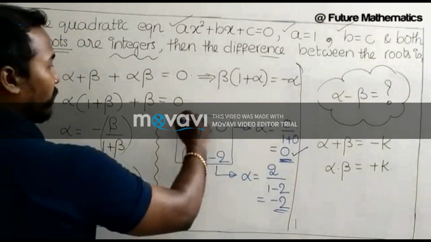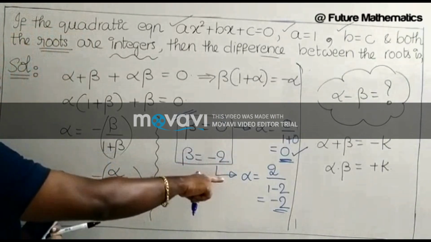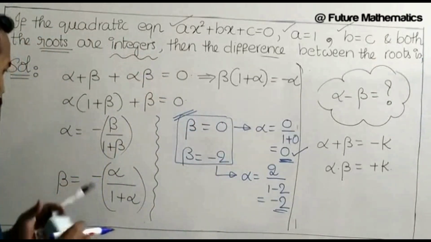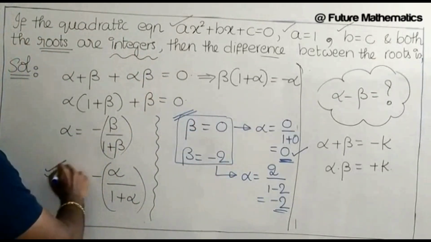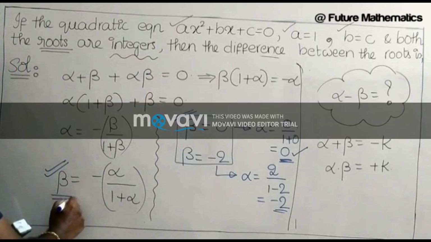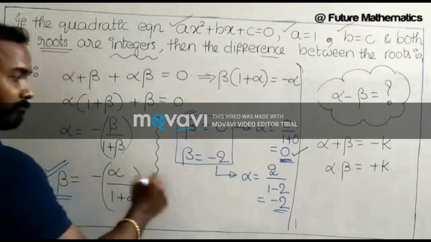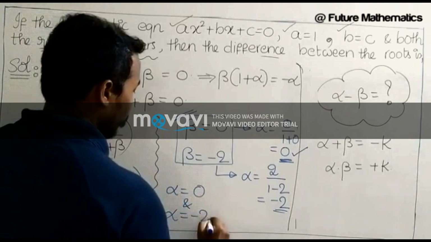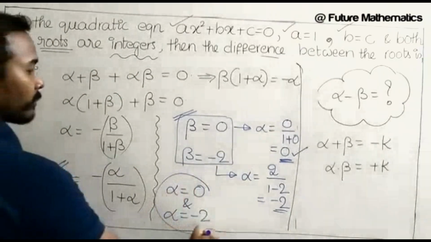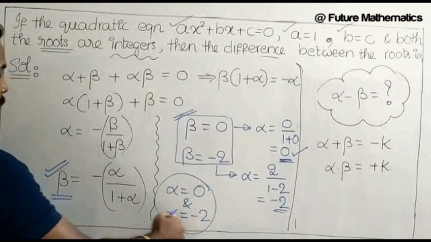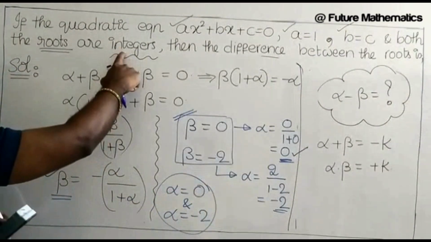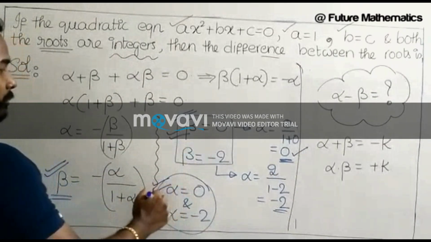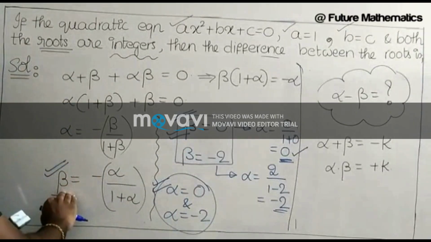Now this is the only case where we make alpha an integer. Now how do you ensure that beta is also an integer? For the same values of alpha, that means alpha must be 0 and alpha must be negative 2. For alpha 0 and minus 2, beta must again be an integer. So this is the only case where we can ensure alpha and beta are integers, right?